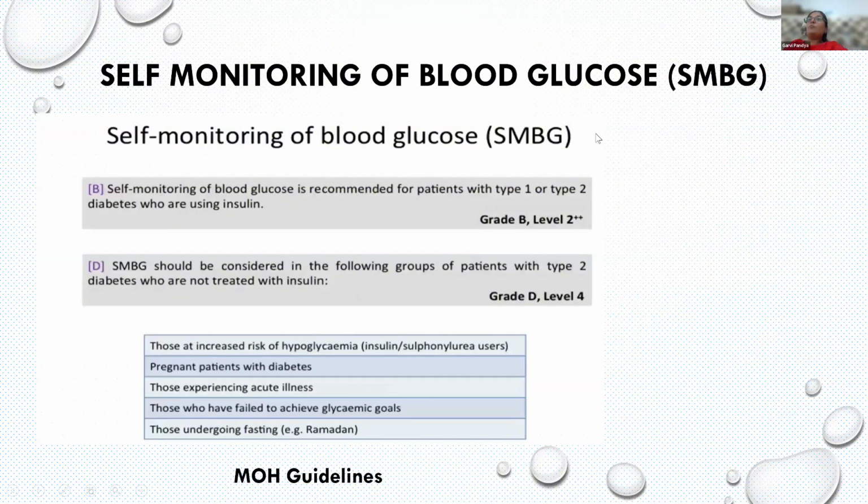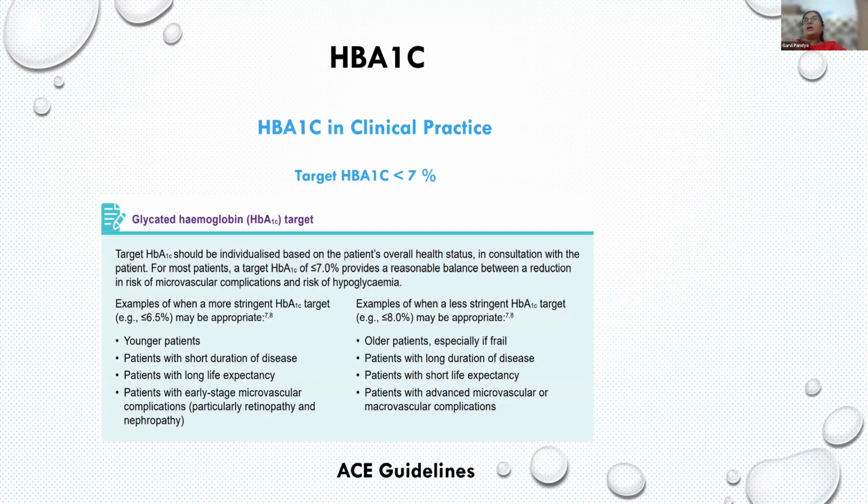Self-monitoring of blood glucose will be required in some patients: those with any type of diabetes who are on insulin, patients using a sulfonylurea, pregnant patients with diabetes, those experiencing acute illness, and those who fail to achieve their glycemic control. It can help us to titrate the dose of medication and start medication accordingly. So this is the HbA1c.